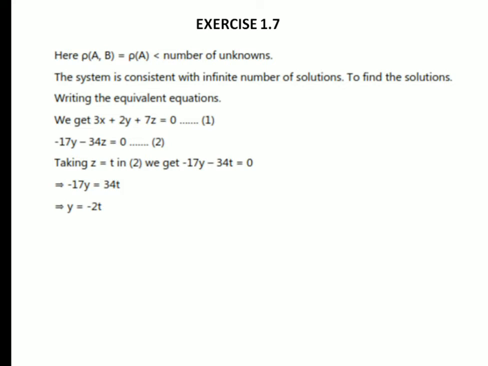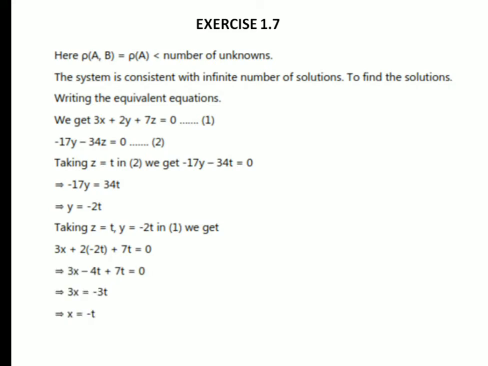Let z equal t. You substitute in the second equation, and you get y equal to minus 2t. Then you substitute the z value and y value in the first equation, and you get the x value as minus t. So the solution is x equal to minus t, y equal to minus 2t and z equal to t, where t belongs to R.